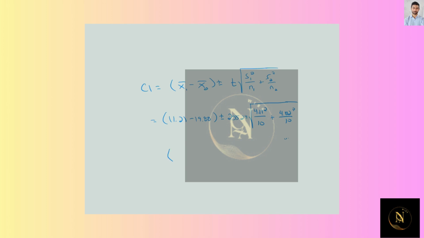Okay, now to 3 decimal places, the lower boundary would be found by subtracting, and that would be negative 13.783. And the upper boundary from adding, negative 3.557. And since that entire interval is below 0, there is a statistical difference.